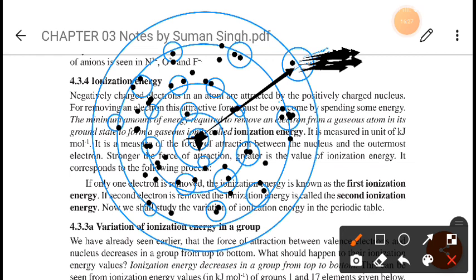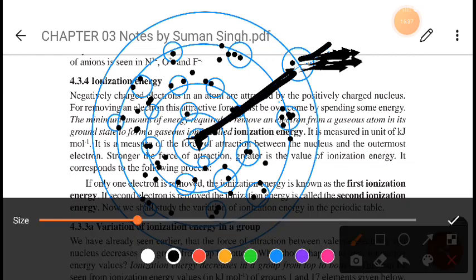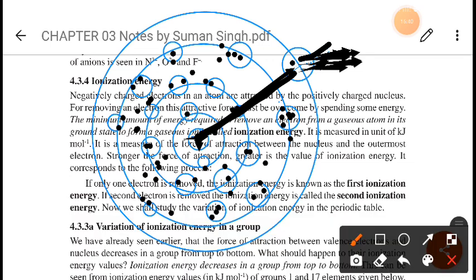Suppose these electrons are not there. The charge which will be felt by this electron is called what? Effective nuclear charge, and that is denoted by Z star. So if you want to define this effective nuclear charge, what can we write?